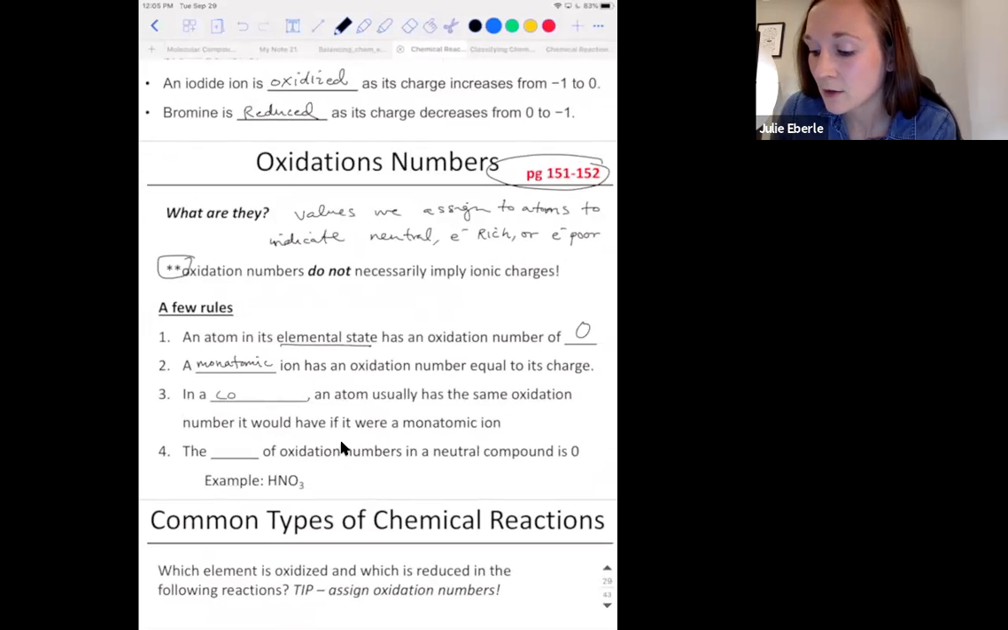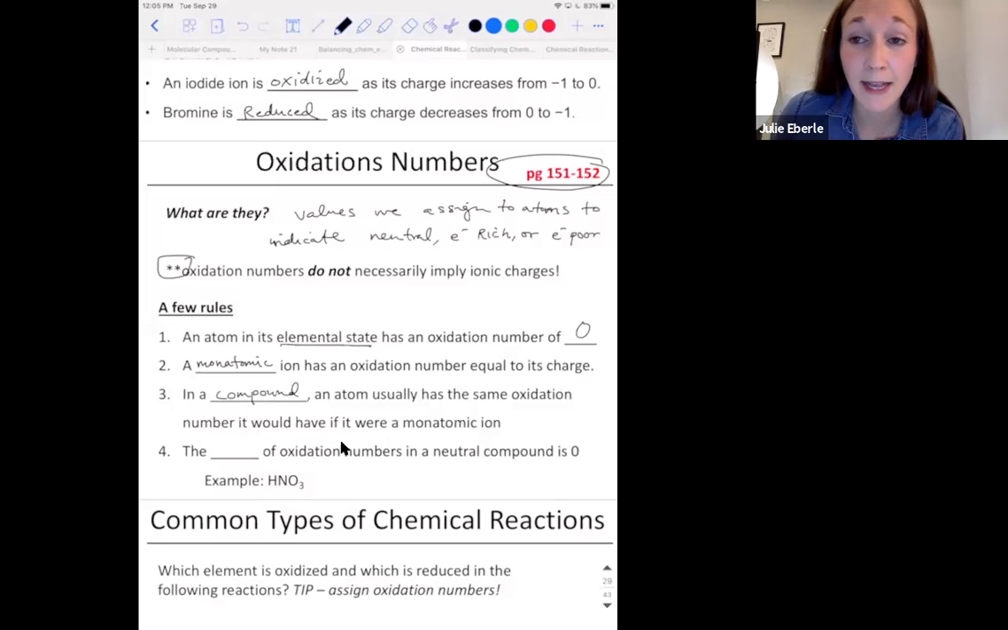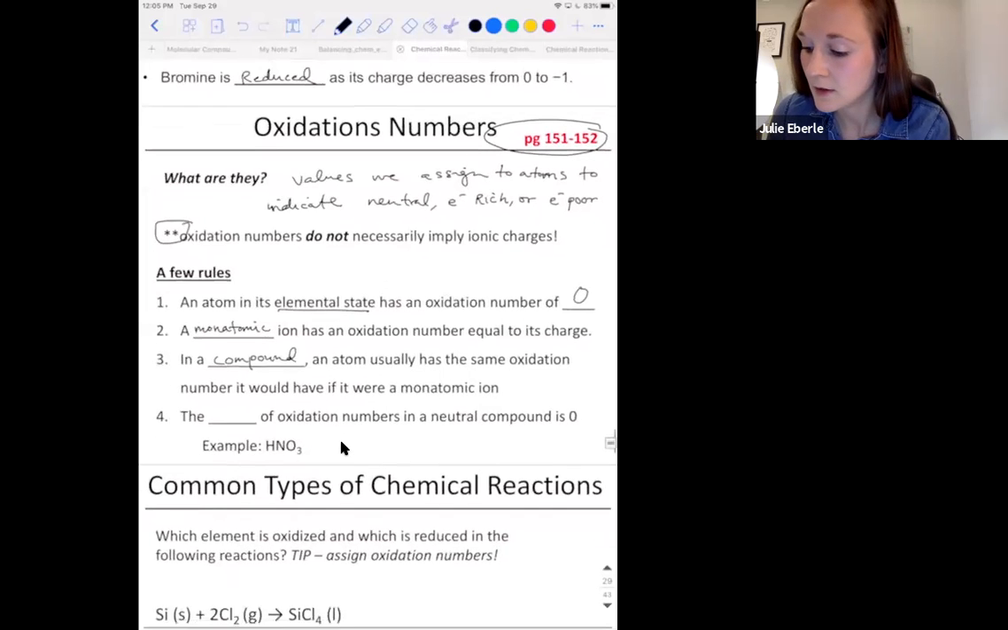In a compound, an atom usually has the same oxidation number it would have if it were a monatomic ion. Don't get confused by all this wording. This is stuff that you actually already pretty much inherently know if you understood ionic compounds and how to write them. When you think, okay, what type of charge should my cation have? What type of charge should my anion have in this compound? The oxidation number is usually the same. That's all rule number 3 is saying.